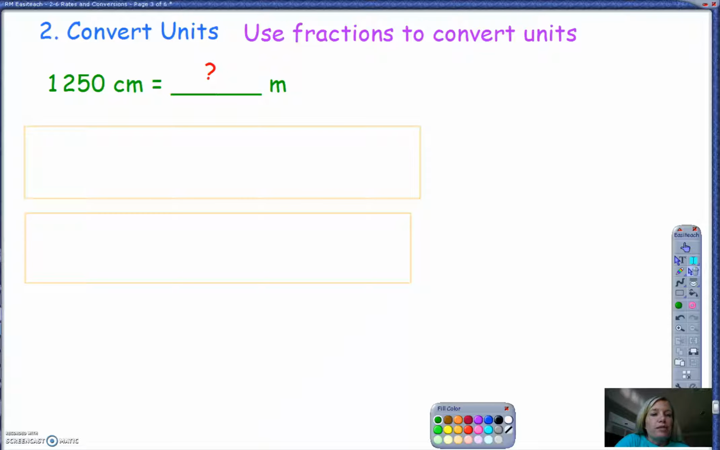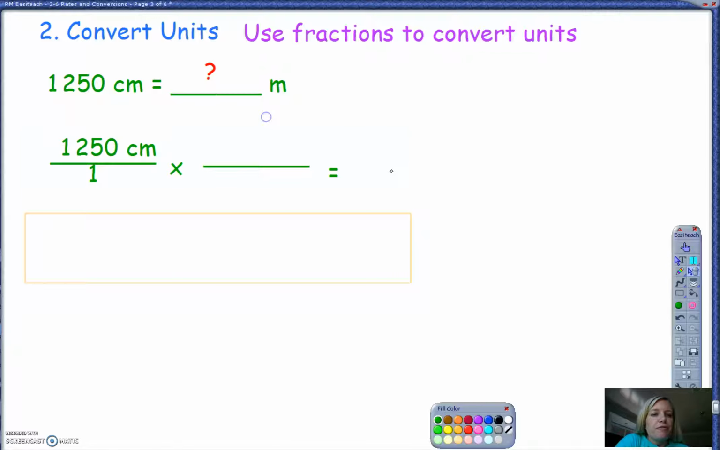So given this problem, you're going to set up what's given to you as a fraction. So we have 1,250 centimeters. We're going to set that up as a fraction over 1. And we're going to multiply fractions to help us cancel out our units. In order to get rid of our centimeters, like in fractions, we're going to put it down below here so that we're able to cancel it out. And what you want it to change to is what you're going to put at the top. So these 2 centimeters are going to cancel out.